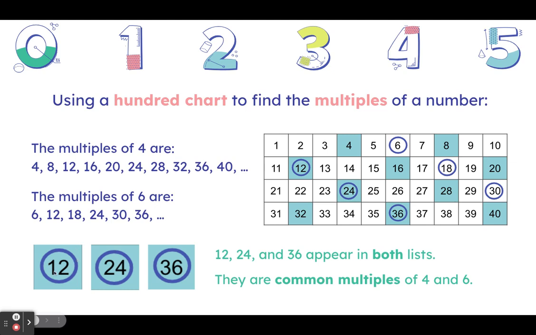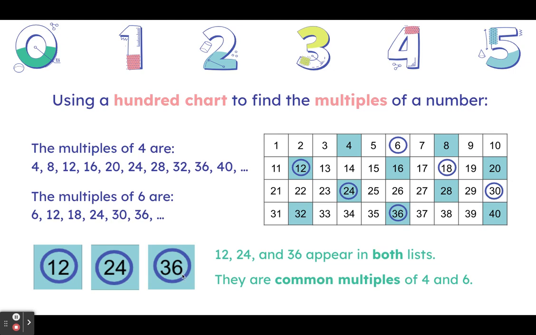And if we look at 12, we can divide 12 by 4 and we get 3, no remainder. And we divide 12 by 6, we get 2, no remainder. So that seems to work. 24 divided by 4 equals 6, no remainder. 24 divided by 6 equals 4, no remainder. And it works for 36 as well.